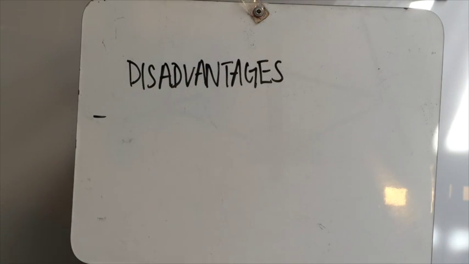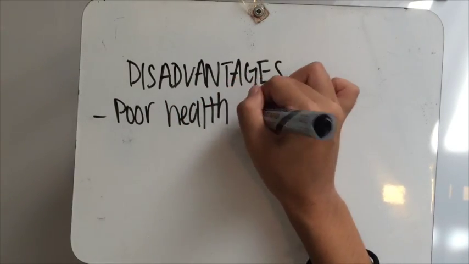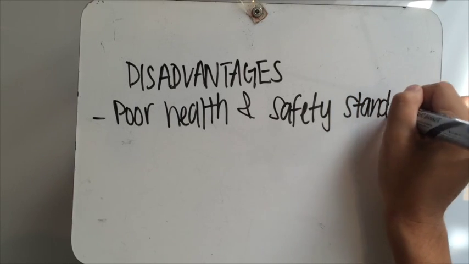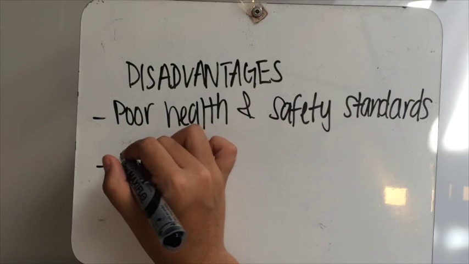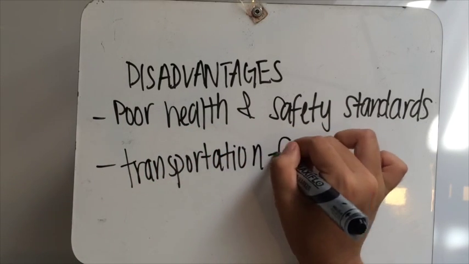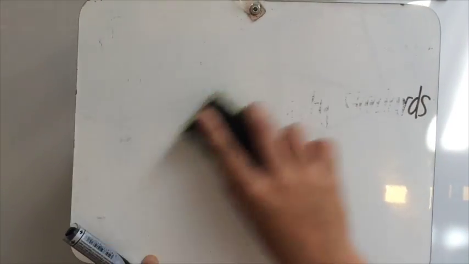Disadvantages. The workers at recycling facilities face poor health and safety standards. This means that they will have a higher chance of getting lead poisoning. Lead is transported to developing nations for lower labor costs. There is a transportation fee because lead has the property of being heavy.